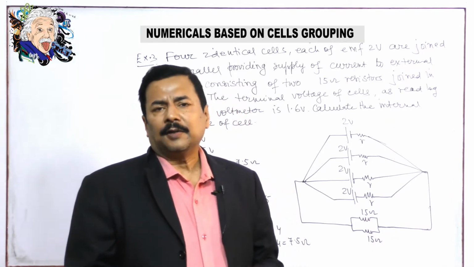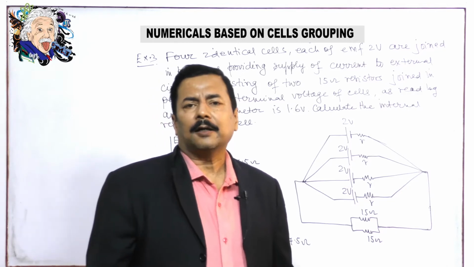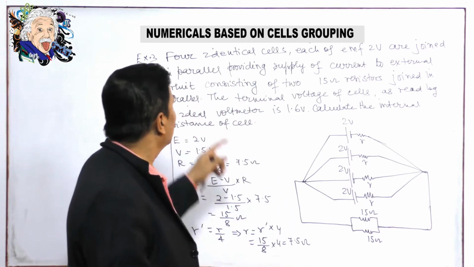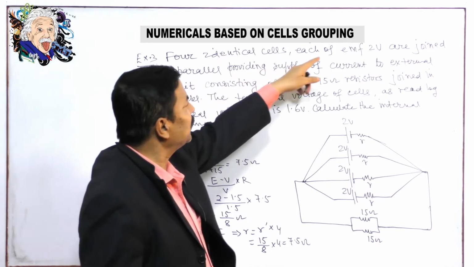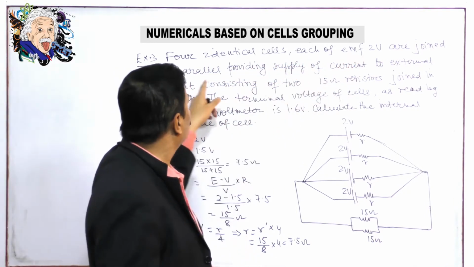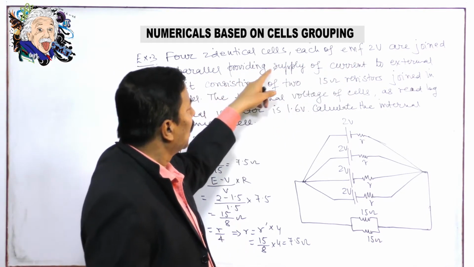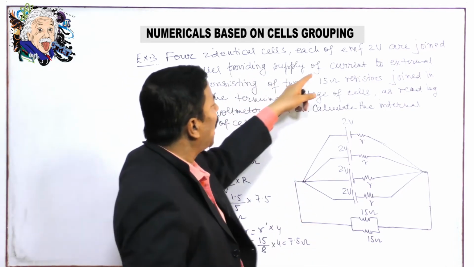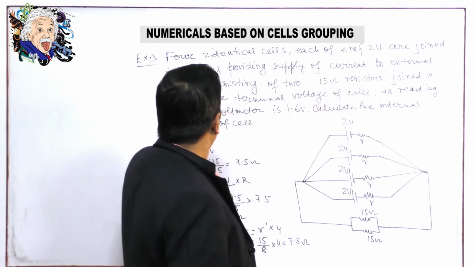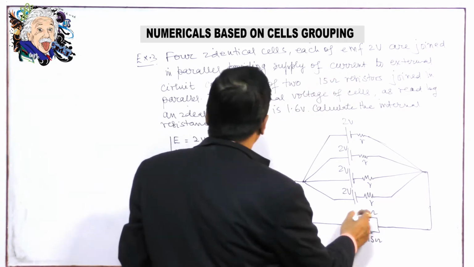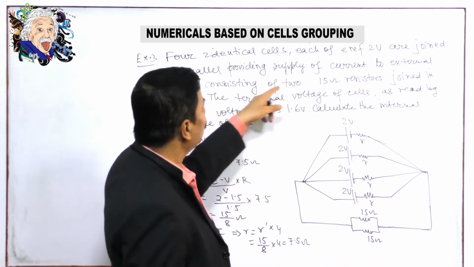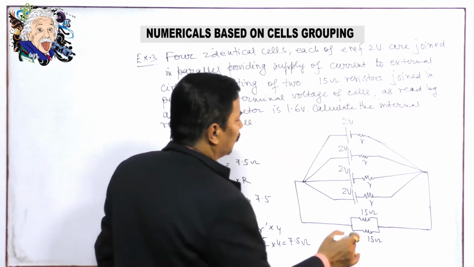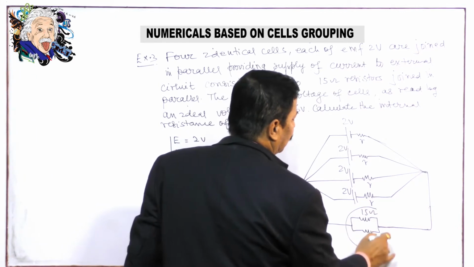In the discussion of the problems related with series and parallel combination, we are discussing the next question. That next question is: 4 identical cells each of 2 volt are joined in parallel, providing supply of current to an external resistance. This is your external resistance consisting of 2 15 ohm resistors joined in parallel. This is your external resistance.